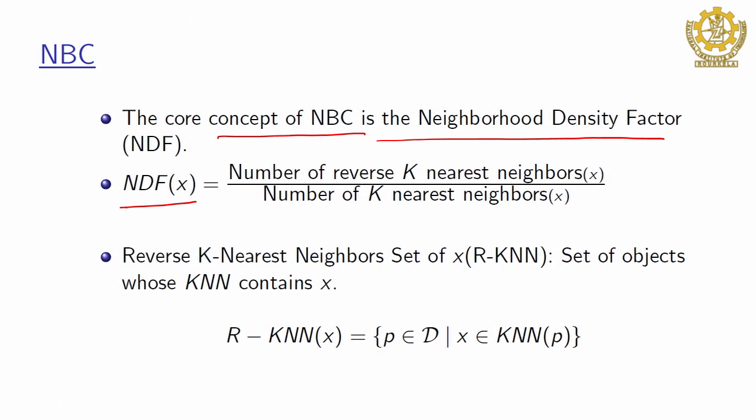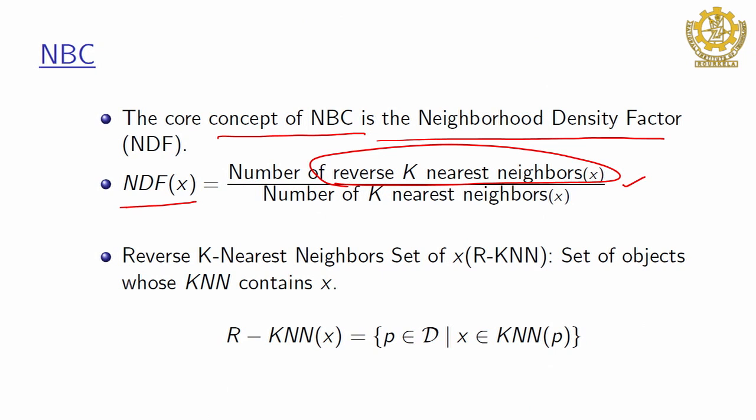It is the ratio of two parameters: the number of reverse k nearest neighbors of the point x divided by the number of k nearest neighbors of the point x. So, that is the NDF. To understand this NDF, you have to understand what the reverse k nearest neighbor is.